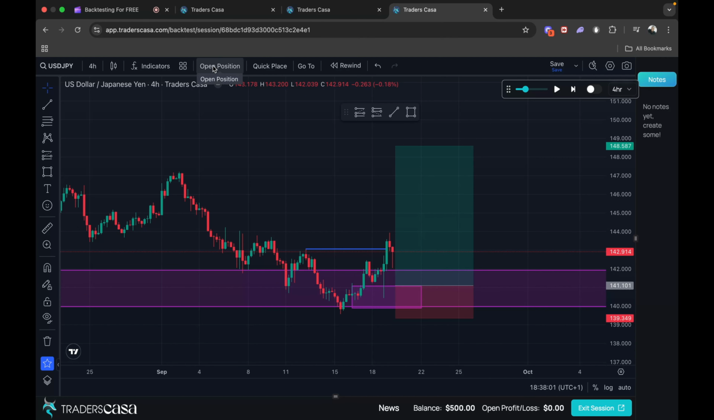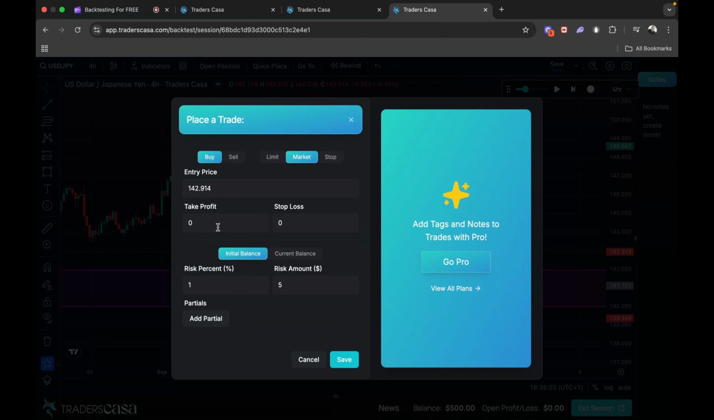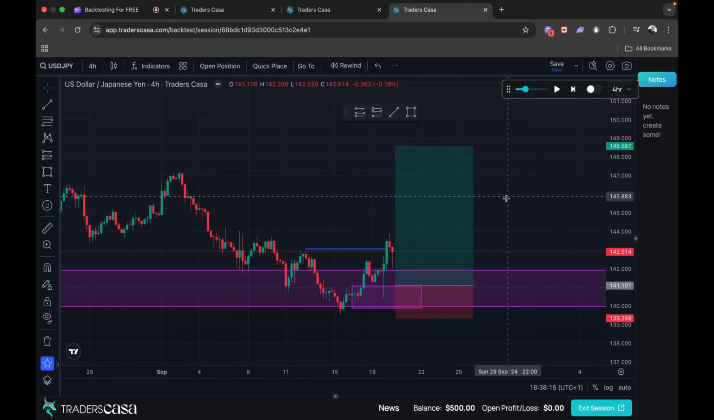So this is what I would love to do. I'll come here to where it says open position, and then I want to buy. It will now ask me at what price. You can see the price is right there. Where is my take profit, and all of that. So let's see where our take profit will be.